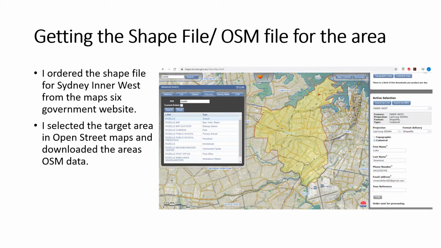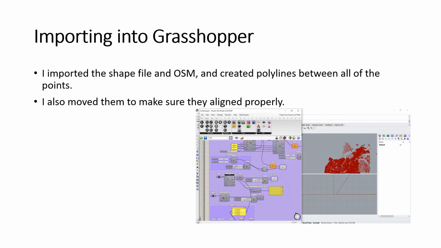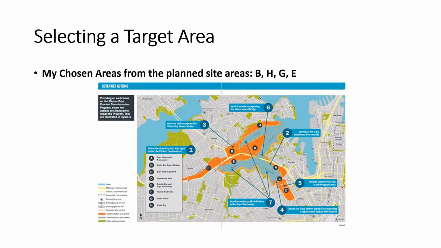The first step was ordering the Sydney Inner West shapefile from the Maps6 government website, as well as getting the target area in OpenStreetMaps. This data was imported, the points were made into polylines, and then they were aligned. I then chose my target areas being B, H, G, and E.